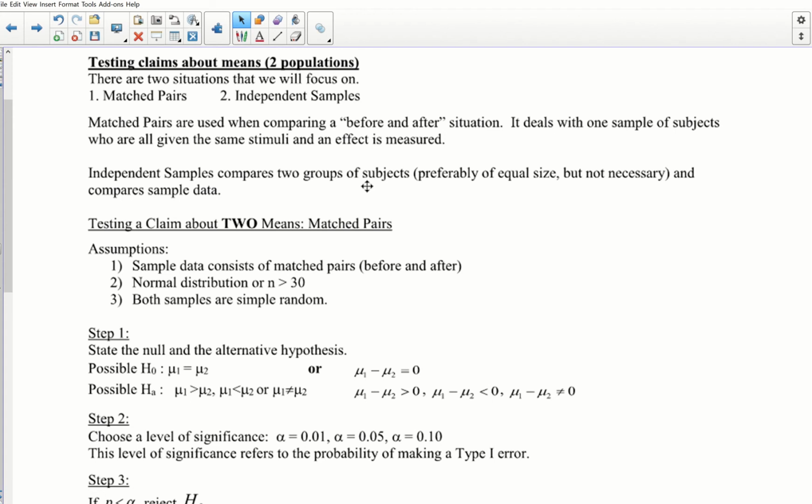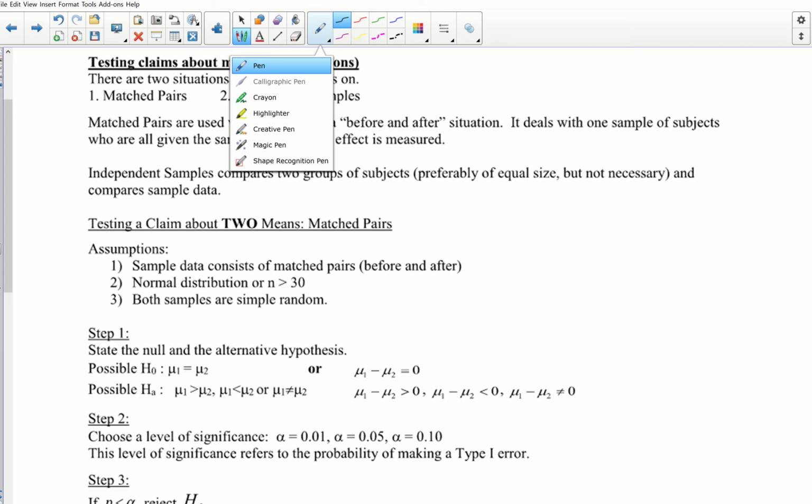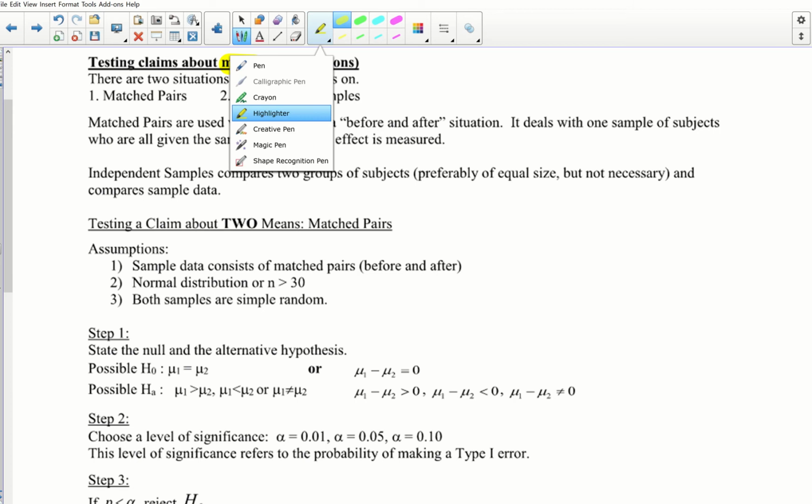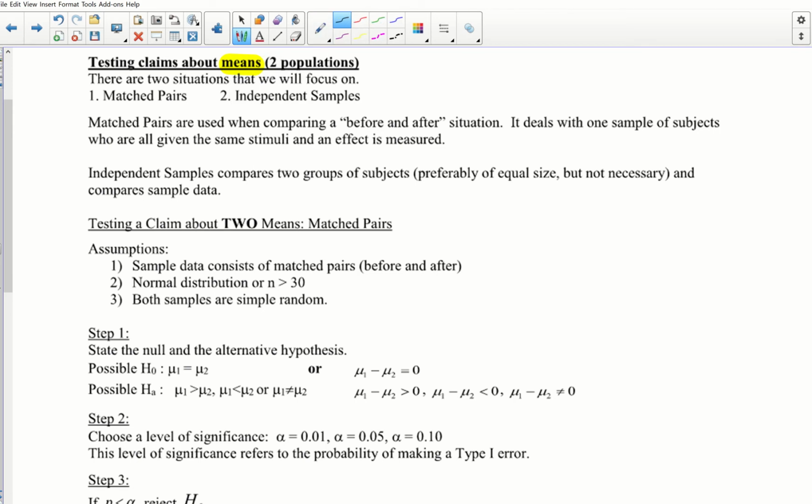All right, so we have two cases when we're talking about testing claims about means. One of them is known as matched pairs, and the other is known as independent samples. So we'll do the matched pairs first. But we're focusing on means, which is another name, as you should know, for averages.